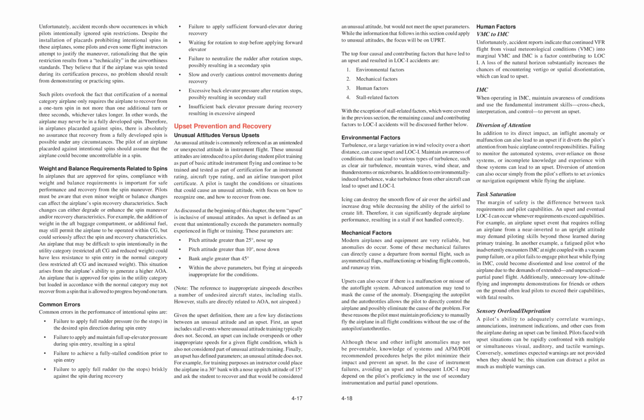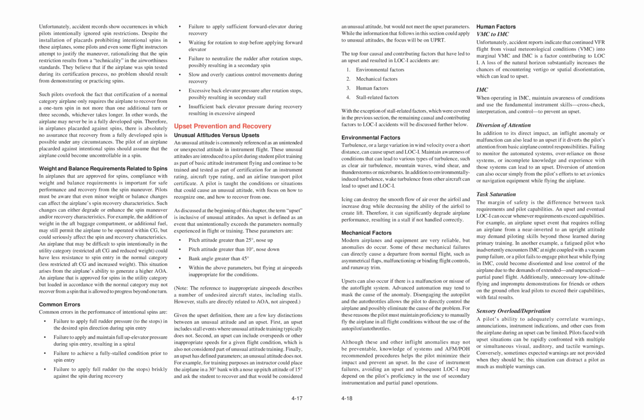Note: the reference to inappropriate airspeeds describes a number of undesired aircraft states, including stalls. However, stalls are not directly related to airspeed. Given the upset definition, there are a few key distinctions between an unusual attitude and an upset. First, an upset includes stall events where unusual attitude training typically does not. Second, an upset can include overspeeds or other inappropriate speeds for a given flight condition, which is also not considered part of unusual attitude training. Finally, an upset has defined parameters, an unusual attitude does not.